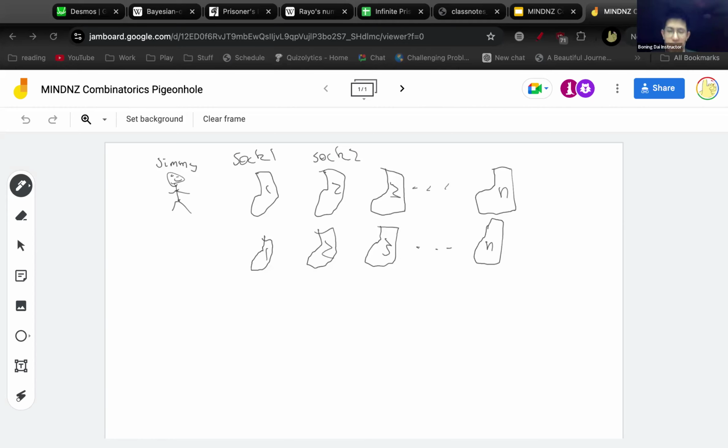Okay, well, what are the different categories that we want to place the socks into? Because we have n plus 1 socks, right? So how many categories do we think that there are going to be? Yeah, exactly. So each pair of socks is its own separate category. So let's imagine when Jimmy takes the socks out from his box, he has a separate box for each pair of socks.